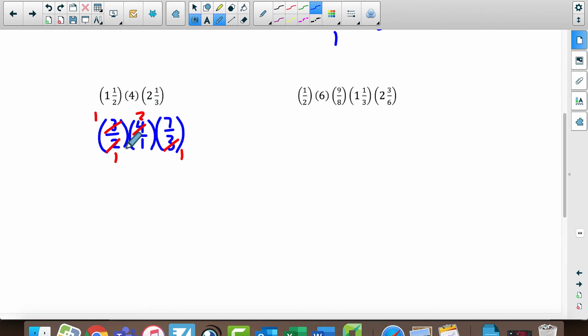Don't tell me. Another one with 1 on the bottom? What's going on? And on top, you have 1 times 2. That's a 2 there. 1 times 2 is 2, times 7 is 14. So you get 14 over 1, or 14.